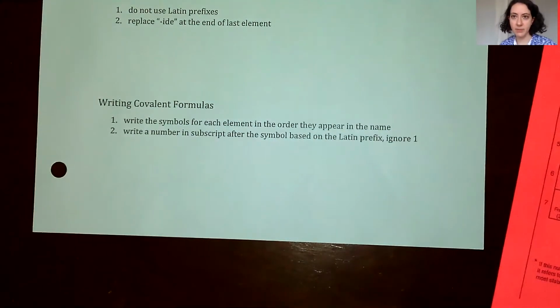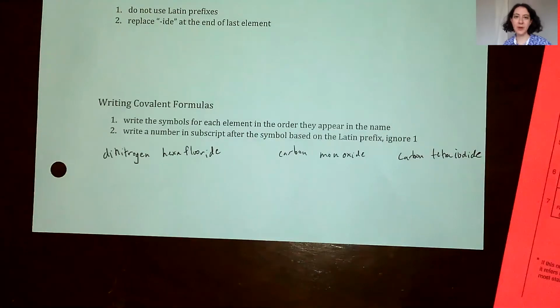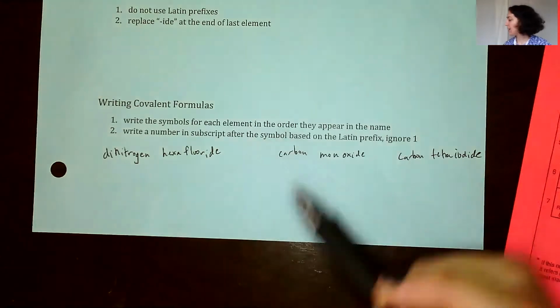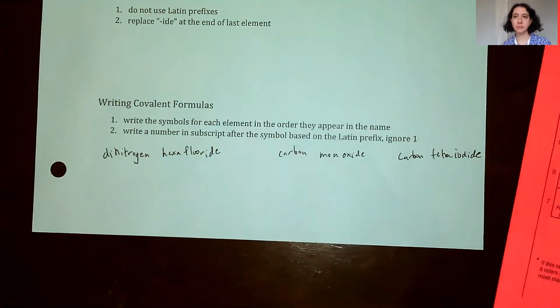I'm just gonna write these down really quickly. Okay, so I just wrote down 3 names here. Let me just make sure we are good. Yeah, we're good to go. Okay, so here's how you write names.